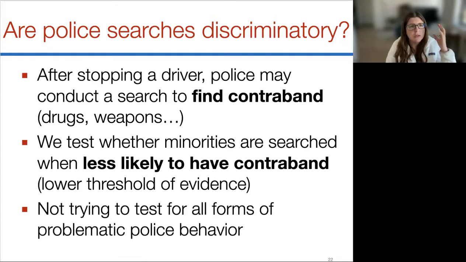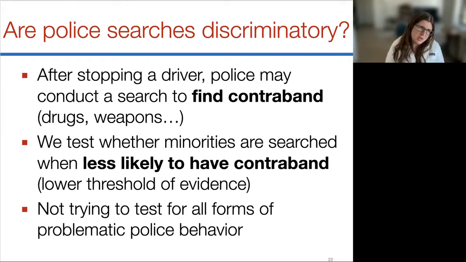And so what we test for is, are minority drivers searched when they are less likely to have contraband, so at a lower threshold of evidence. For example, if police are searching white drivers when they're only 90% likely to have contraband, but Black drivers when they're only 10% likely to have contraband, then that difference in thresholds is discrimination under our definition.